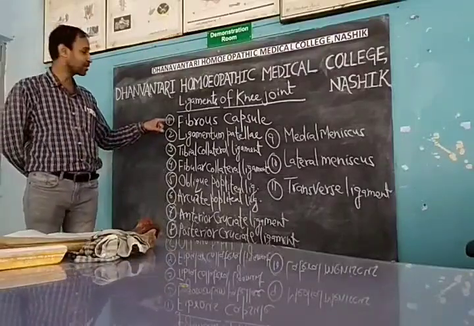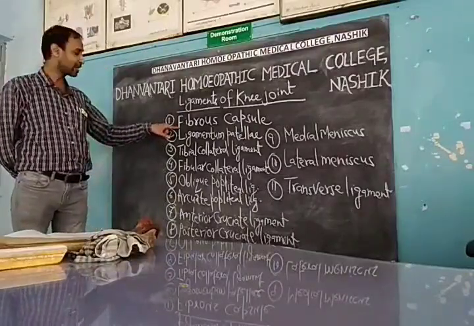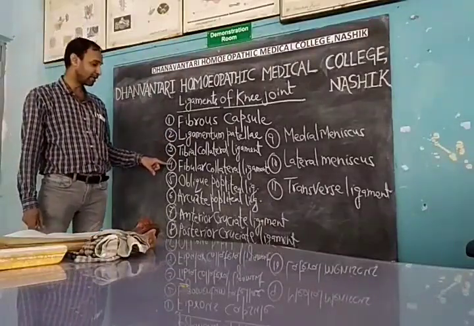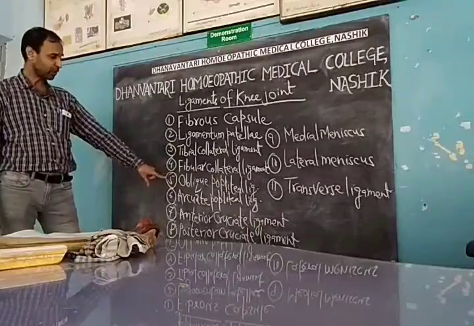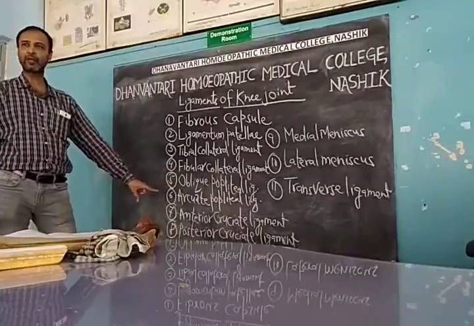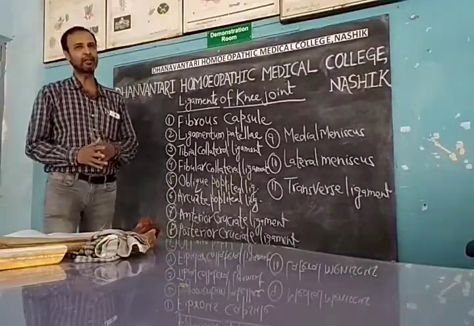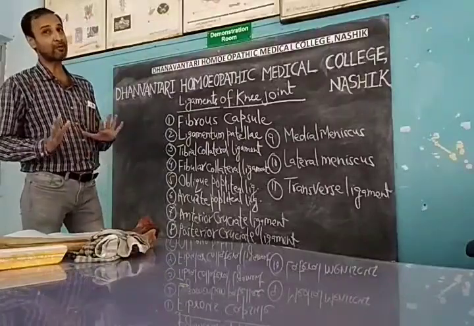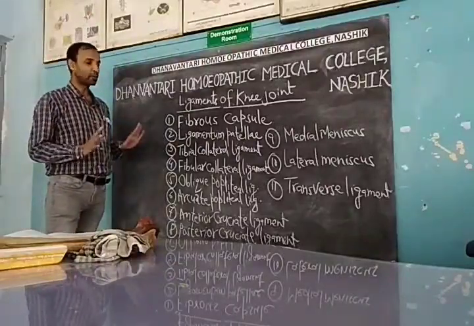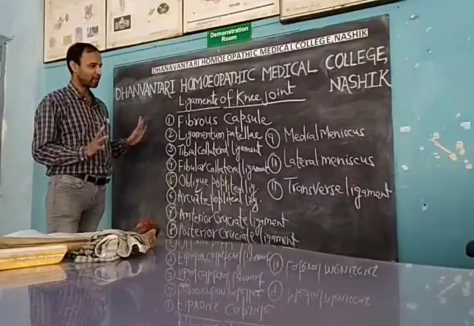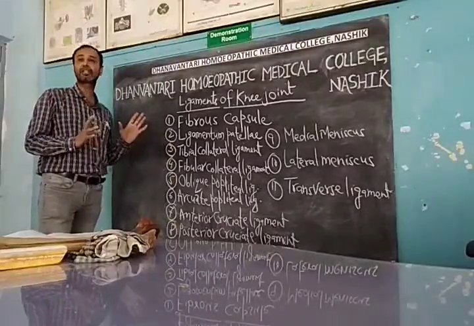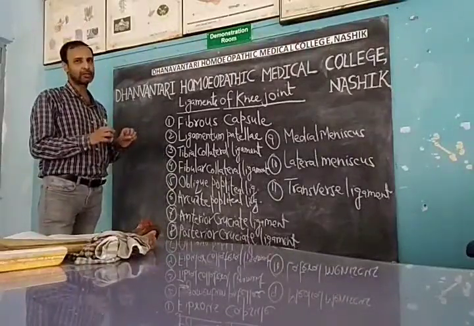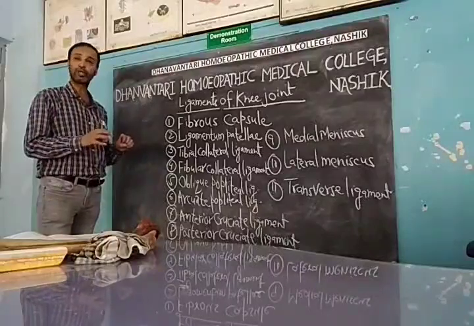So these ligaments are, first, the fibrous capsule. Then ligamentum patelli, tibial collateral ligament, fibular collateral ligament, oblique popliteal ligament, arcuate popliteal ligament, then anterior cruciate ligament, posterior cruciate ligament, then lateral meniscus, medial meniscus, and the transverse ligament. So these are the 11 ligaments, and all these ligaments we are going to learn in detail. One by one we will start with each ligament with its attachments. We'll discuss where these are attached and how much strength they give as support to the joint.